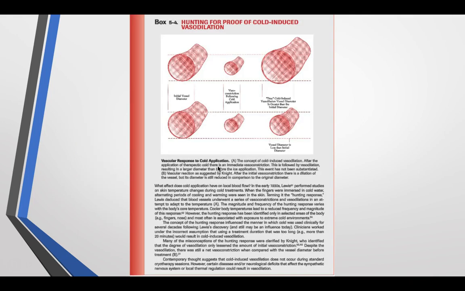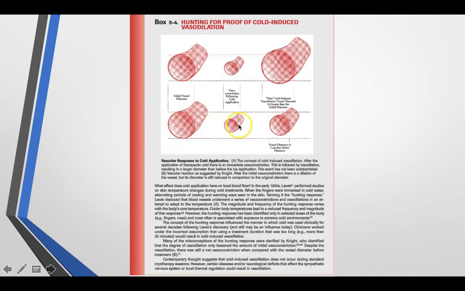So this is from your book. This shows the hunting response, where what was predicted or thought, when they looked at this, was this: this is our normal diameter of a vessel. We vasoconstrict when we apply cold. That's what we would expect. But then when cold was maintained, we saw an increase in the blood vessel dilation. This is what they thought was happening. What actually happens is down below.